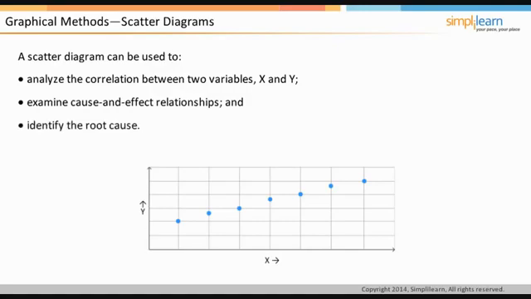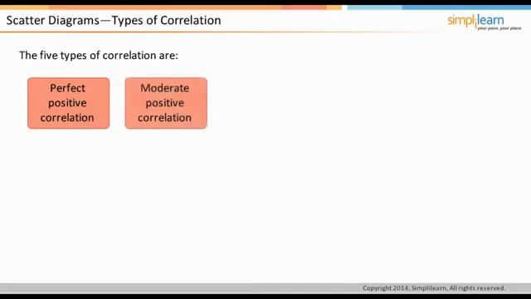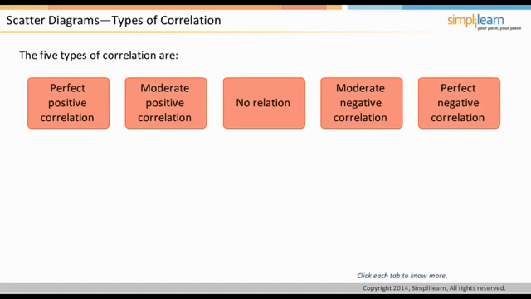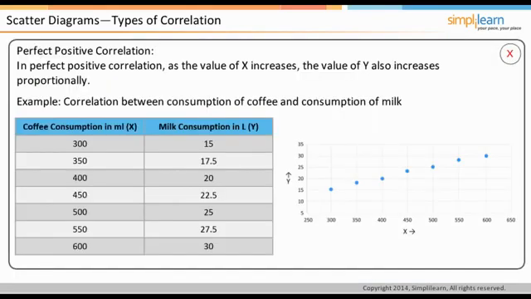There are 5 different types of correlation that can be used in a scatter diagram. Let us learn about them in the next screen. The 5 types of correlation are perfect positive correlation, moderate positive correlation, no relation or no correlation, moderate negative correlation, and perfect negative correlation. Click each type to learn more.